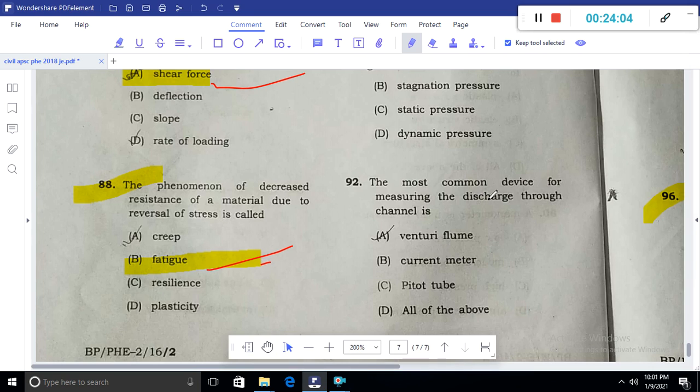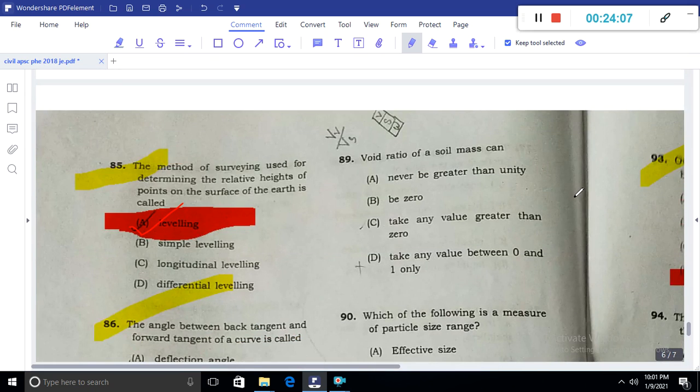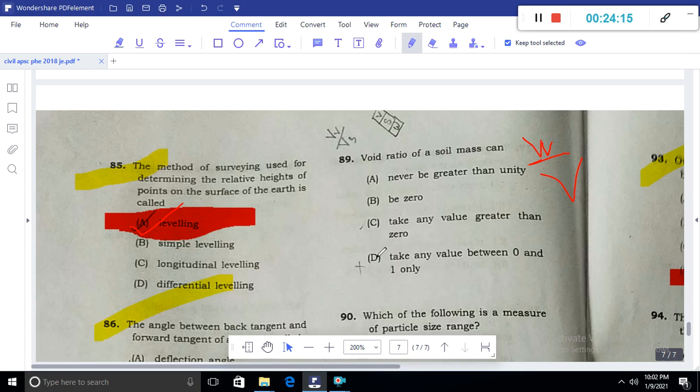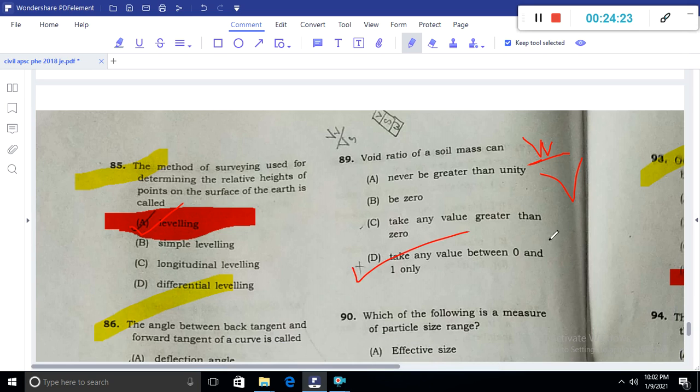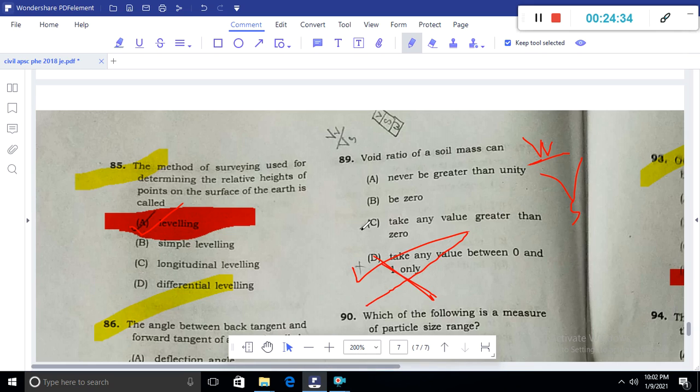Okay, then comes void ratio. Void ratio of the soil can never be greater than... void ratio is volume of voids by total volume, so it can be maximum up to 1. It cannot be greater than 1. So it takes any value between 0 and 1. Okay, volume of voids with respect to volume of solid. So it cannot be 0, but it can be greater than 0.